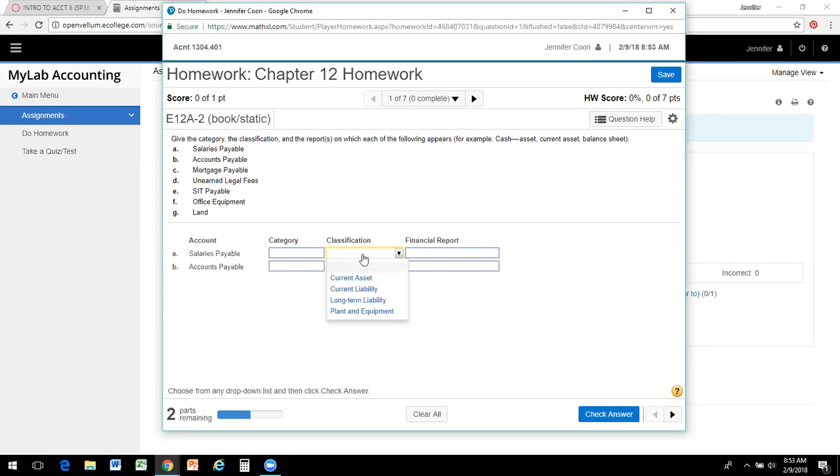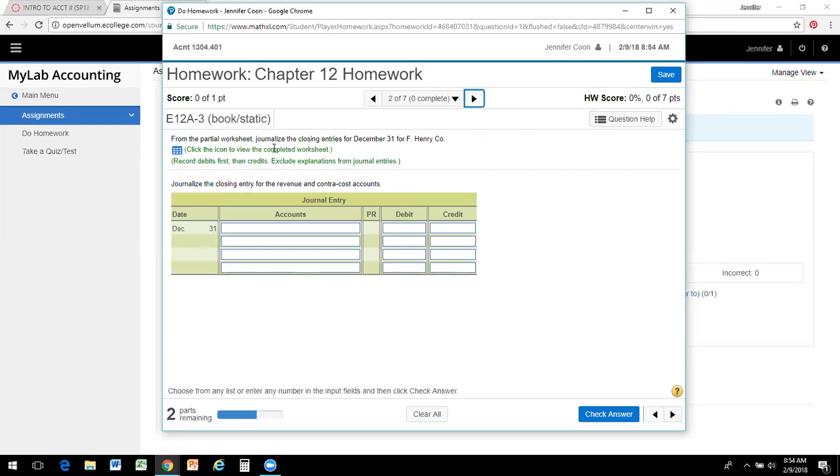Then the classification, you got to figure out, is it current or long-term? Now remember, plant and equipment is like your long-term assets, right? So is it going to be paid within a year for current liability, or is it going to take longer than a year to pay it? Is it going to last a year or be used up in a year for an asset, or is it going to last or be used longer than a year? And then remember which financial statement they're on. So I think it's a good refresher, making sure we understand these categories of current and long-term.